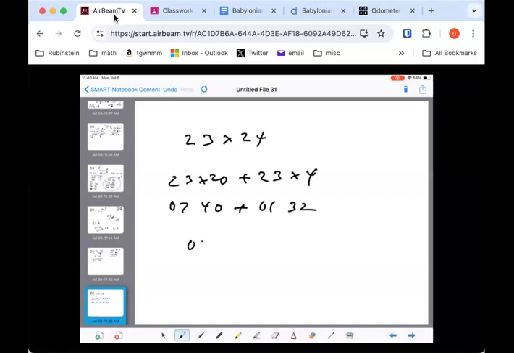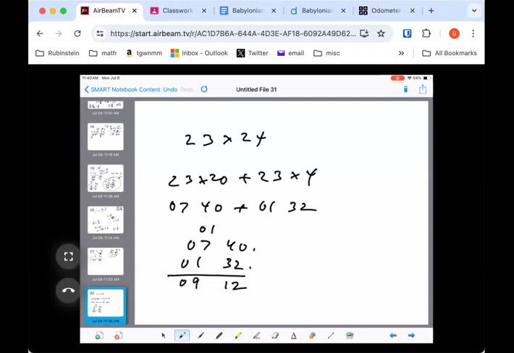And then we add those two numbers together. 40 plus 32 is 72, but I'm just going to write 12 and carry the 1. And yes, Letitia said 09. I think you said, yeah, I said 0912, which is the answer.